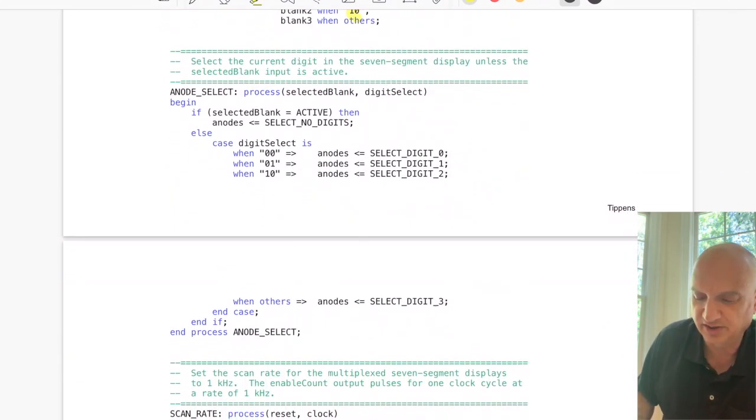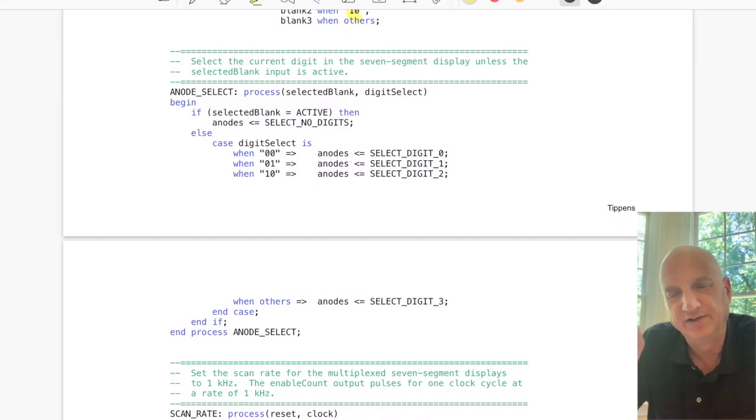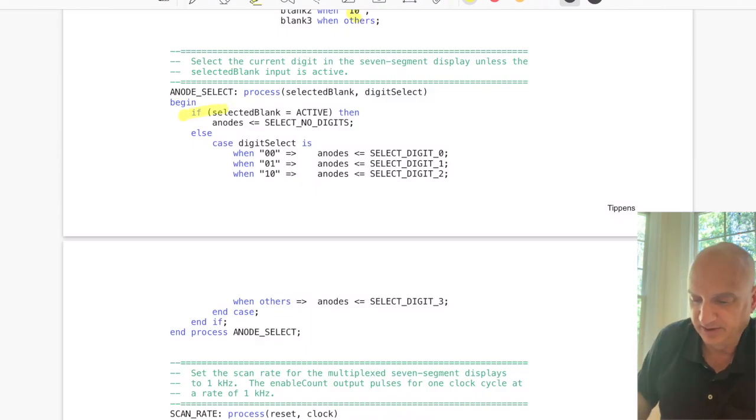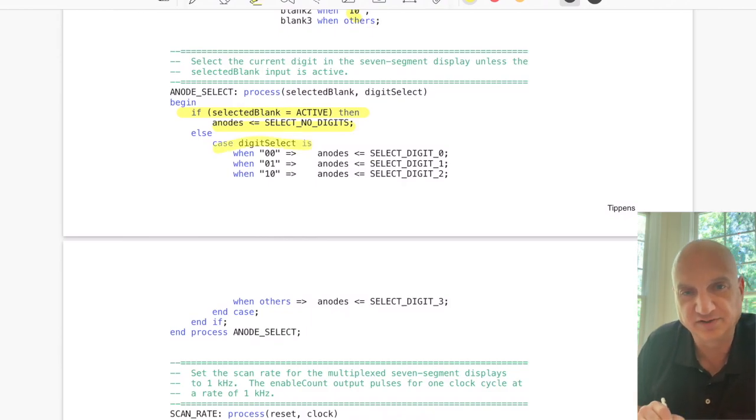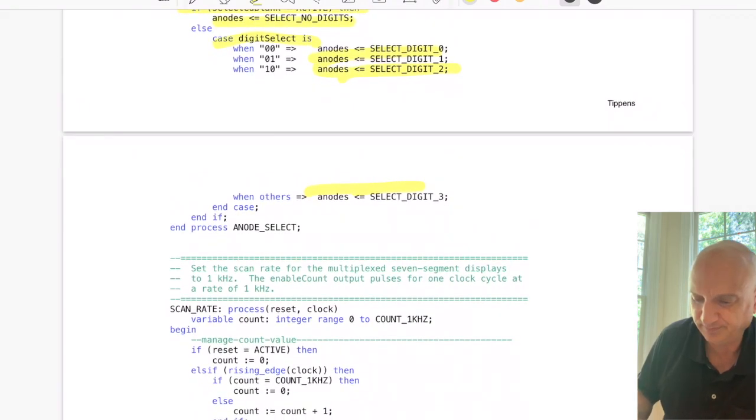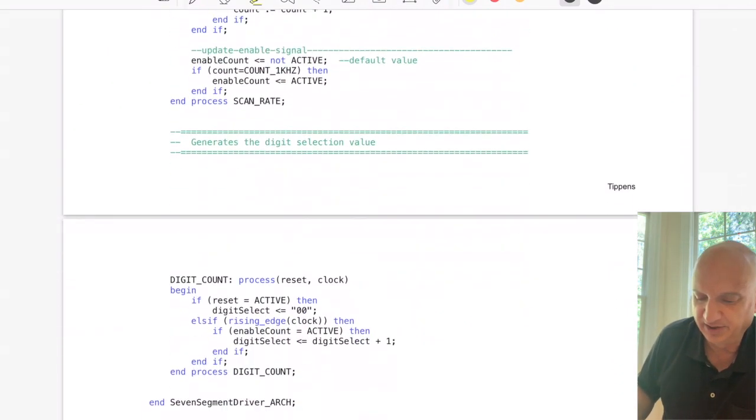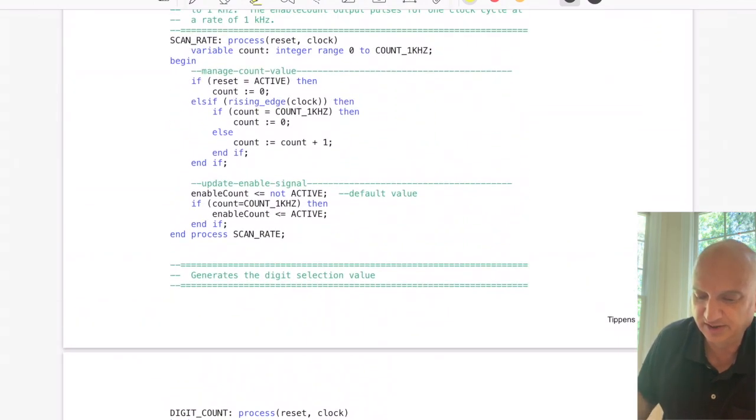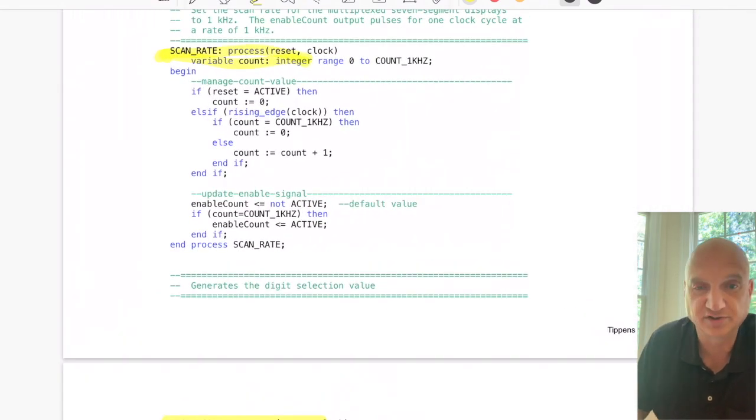And then anode select, this is a little more complex, but the anode select uses the digit select to determine whether or not to turn on the anode line. And you'll notice the very first condition is, hey, if the selected blank is active, in other words, if it's blanking this input, it basically doesn't display a digit. Otherwise, it takes a look at the digit select value to determine which one of the anodes to activate. And that's all our combinational logic. And here is the scan rate, and this is the digit count, and that's the scan rate process that we just talked about.